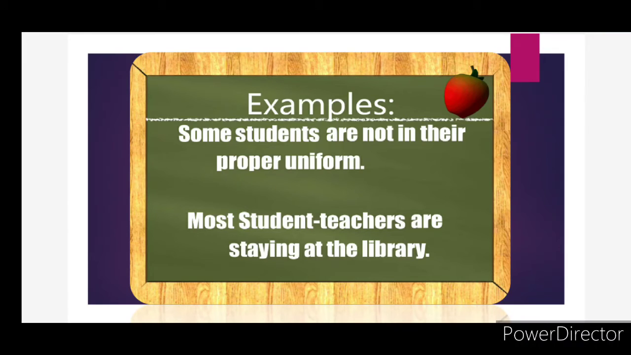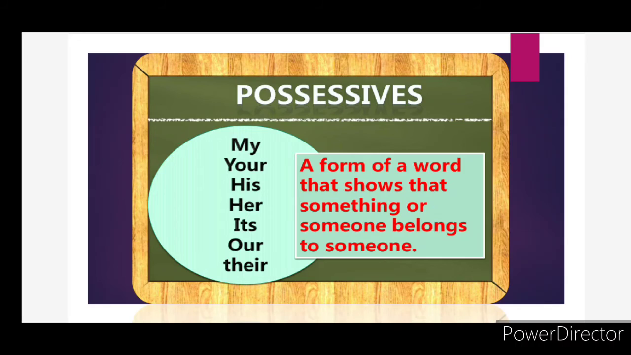Some students are not in their proper uniform. Students is an example of a noun, and some is placed before it. So some is a quantifier and it's an example of a determiner. Most student teachers are staying at the library. Again, an example of a quantifier. Most here is an example of a quantifier, which is a determiner.